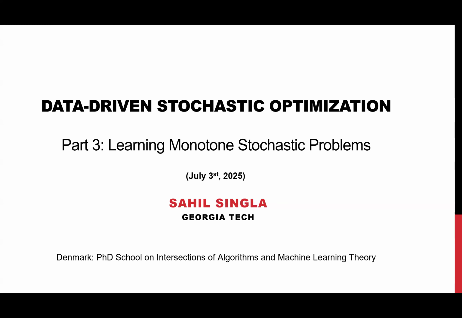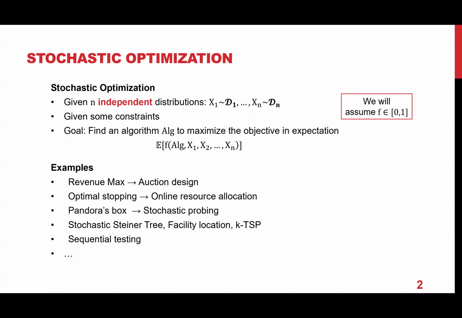Okay, good. So this part three is about learning stochastic problems, in particular monotone stochastic problems. So let's maybe start with a quick recap. This is how we define a stochastic optimization problem in this context.